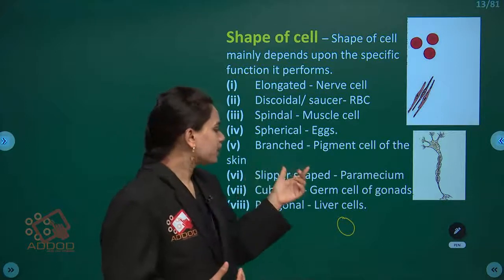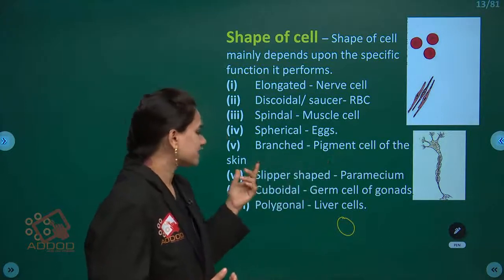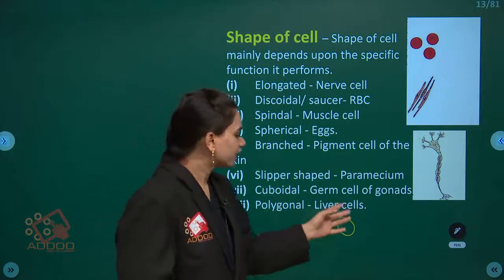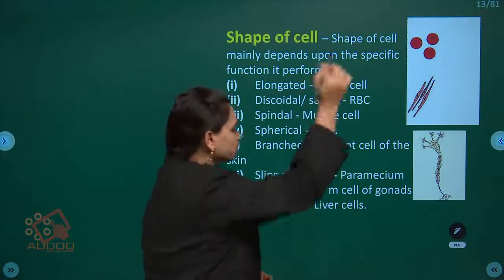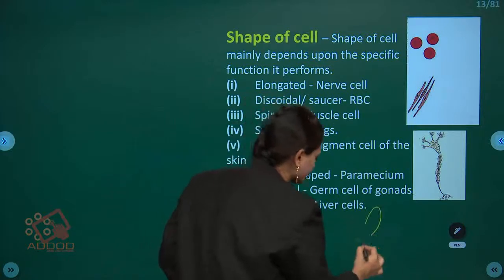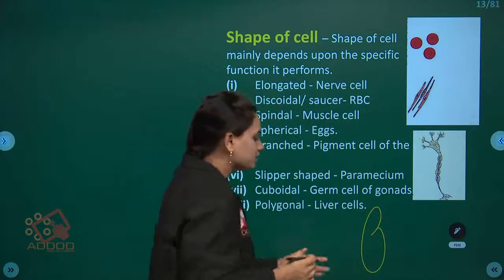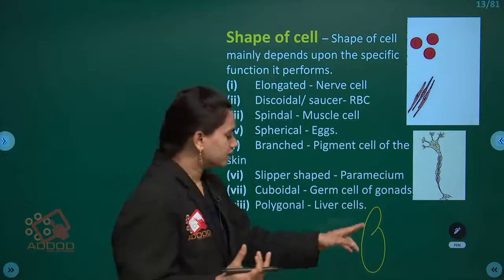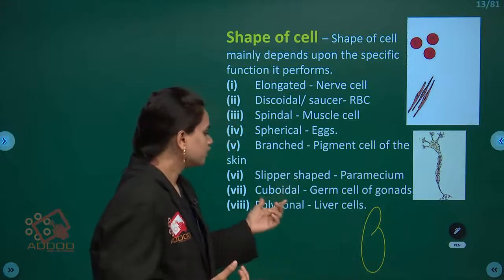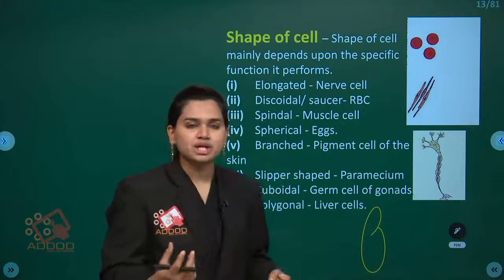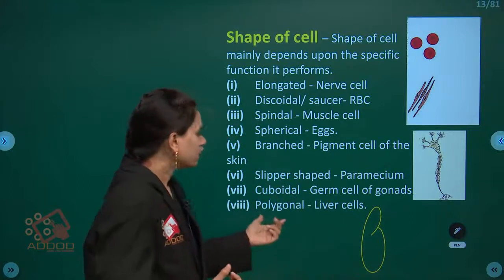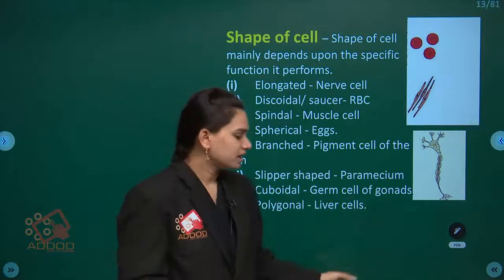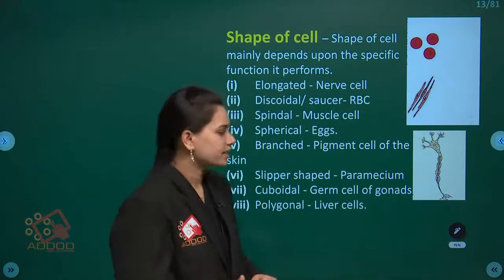Then it could be branched like the pigment cells of the skin. Then it could be slipper shaped like that of a paramecium. So the structure of paramecium is like this. So paramecium, it is slipper shaped. This is also a single cell, slipper shaped. Then cuboidal, it could be the germ cells of the gonads, and then it could be polygonal like that of the liver cells. Polygonal means they are having many different sides.